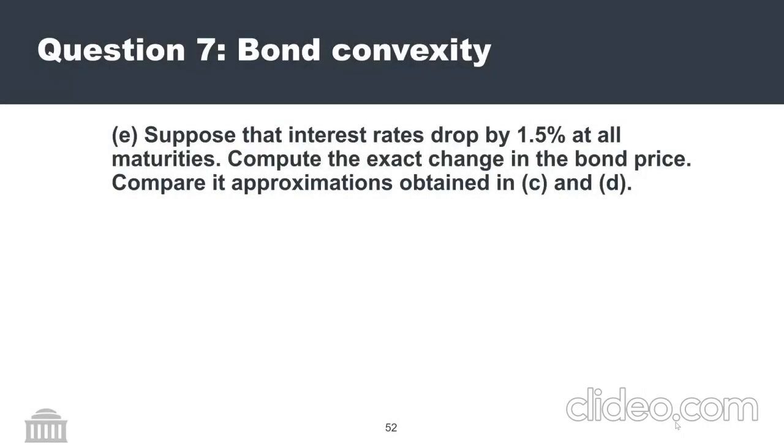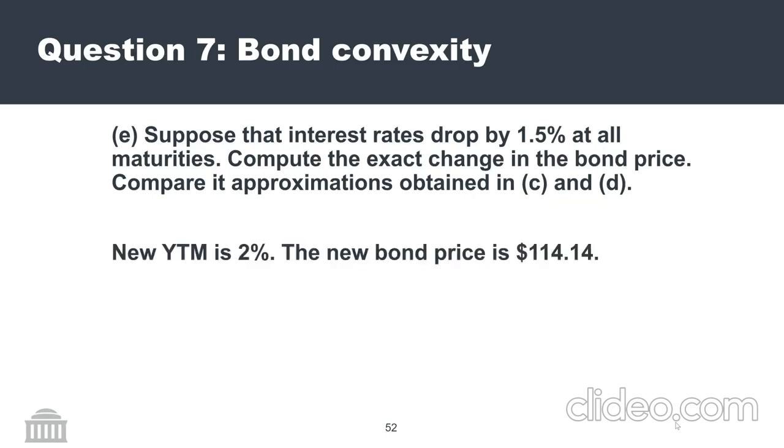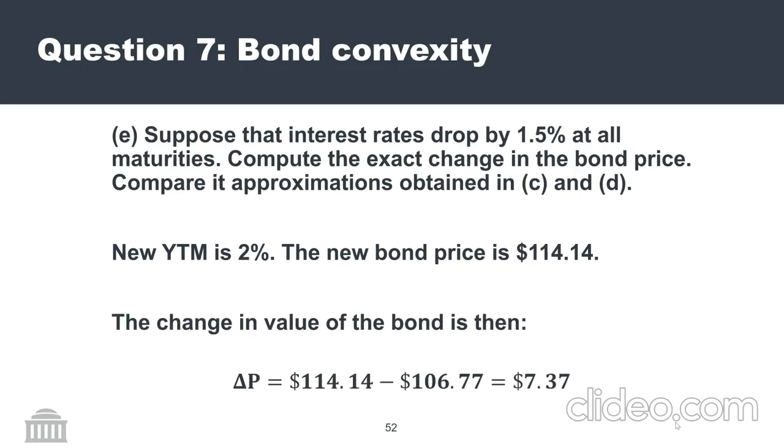Finally, let us compute the actual change in the price of the bond. And then we'll compare this change with approximations that we obtained in part C and D of this question. So the new yield to maturity on this bond right now is 2%. So it was 3.5, dropped by 1.5. So the new YTM is 2%. So given this new YTM, we can compute the bond price, which will be $114.14. So therefore, the actual change in the price of this bond is 114.14 minus the original price of the bond, which is 106.77. This would give us $7.37.